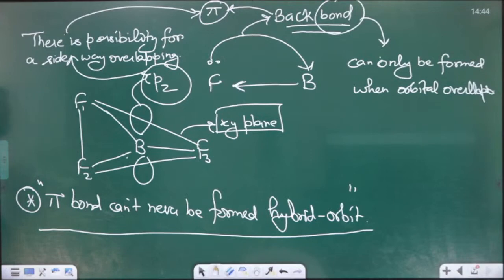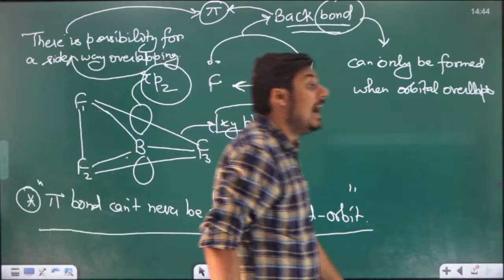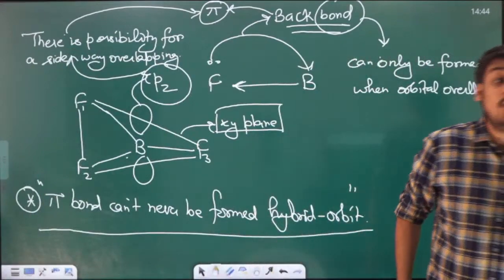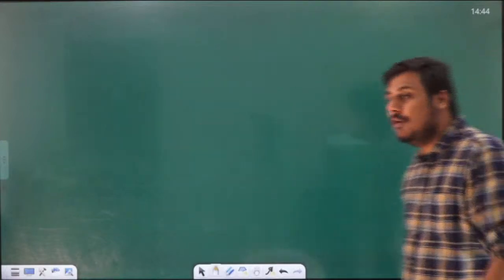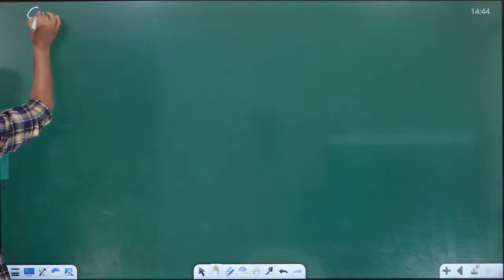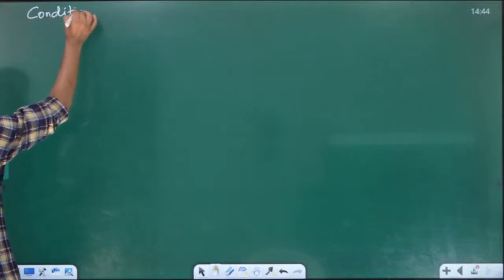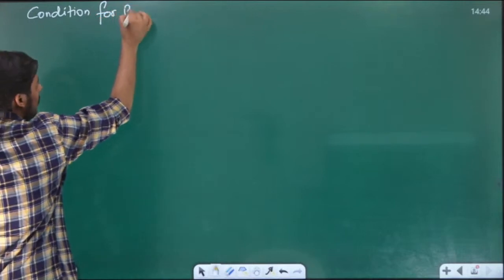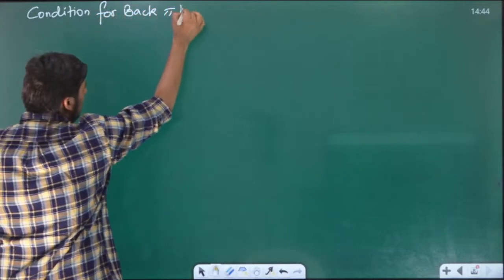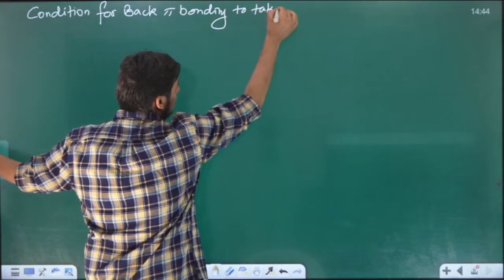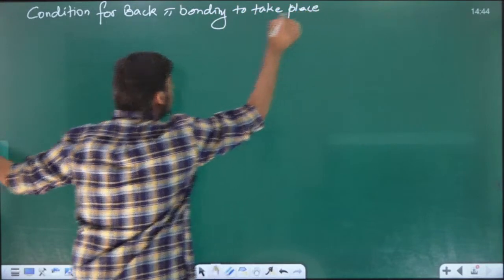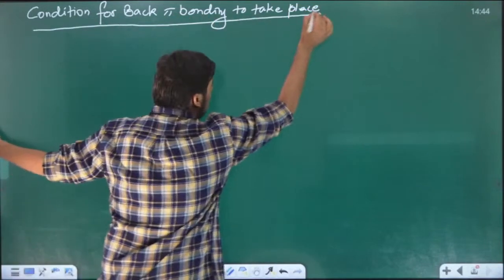So now we know that this type of interaction is basically a pi back bonding. Now what we have to learn is when and only when this pi bond will be formed. This is very important for us to understand. So write down in your notebook the conditions for back pi bonding to take place. What are the conditions for back pi bonding to take place?